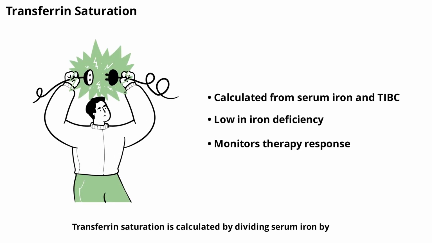Transferrin saturation is calculated by dividing serum iron by TIBC and multiplying by 100 to get a percentage. This value reflects the proportion of transferrin that is actually bound to iron. In iron deficiency anemia, transferrin saturation is typically low, indicating that much of the available transferrin is not carrying iron. This test is useful for confirming iron deficiency and monitoring response to therapy.